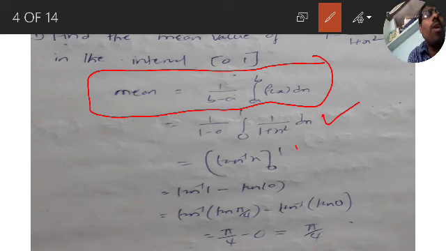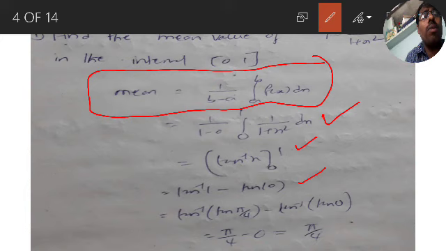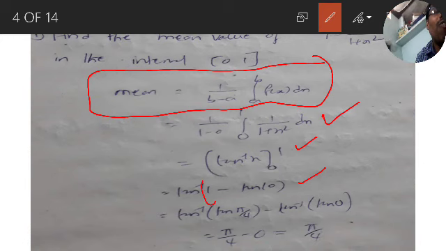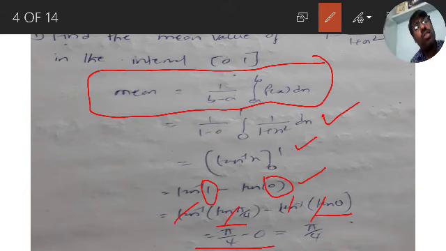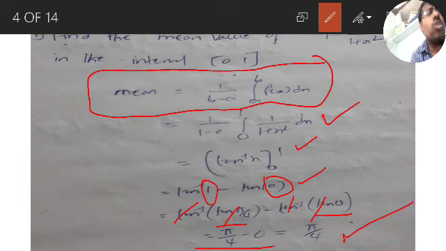So upper limit minus lower limit by the fundamental theorem: the upper limit is 1 and the lower limit is 0, that is tan inverse 1 minus tan inverse 0. 1 can be written as tan 45 degrees. 45 degrees means pi by 4, so tan pi by 4. And 0 can be written as tan 0. Tan inverse and tan cancel, pi by 4 minus 0, that is pi by 4. So what is the mean value? The mean value is pi by 4.